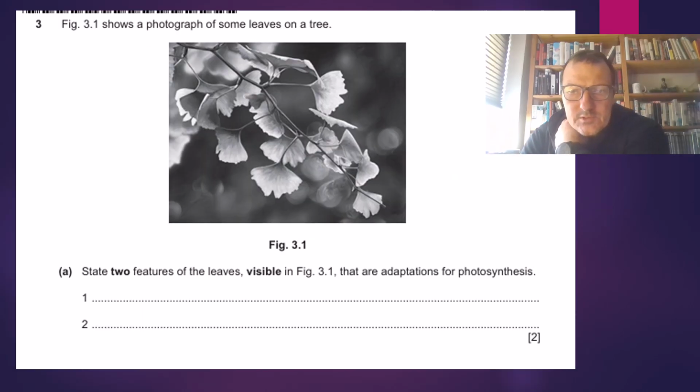Okay, so we move on to question 3, which looks at plants. And they show you a photograph of some of the leaves. And you have to state 2 features of the leaves visible in the figure that are adaptations for photosynthesis. So come up with your own 2 features, and let's have a look at them on the next slide.